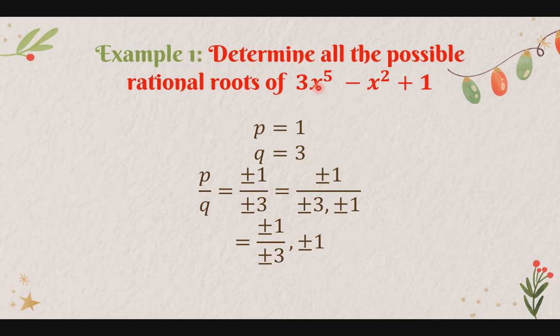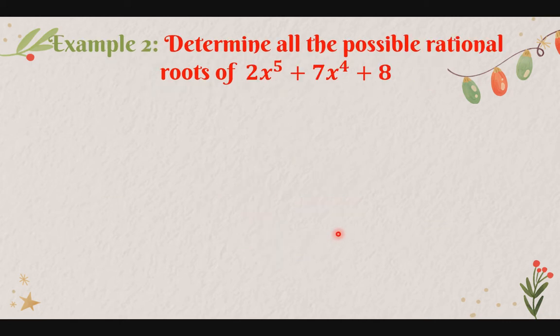So, ibig sabihin, ang set or ang possible roots natin ng ating polynomial expression na ito ay ito pong set ng ating p over q. Positive or negative 1 over positive or negative 3 and positive negative 1.